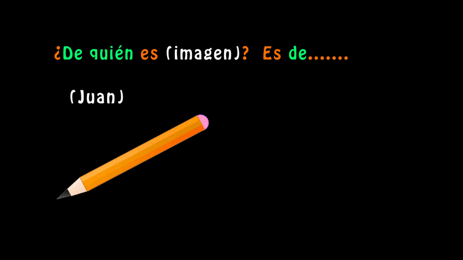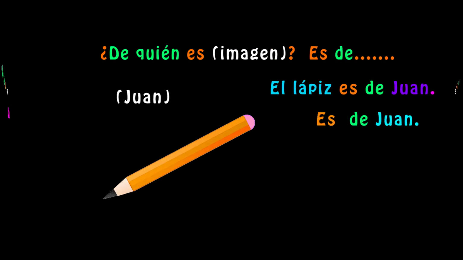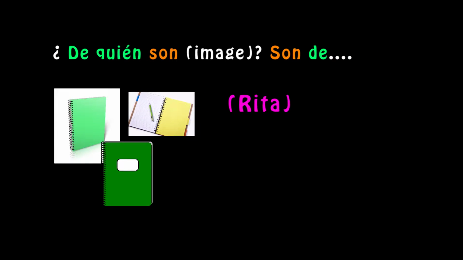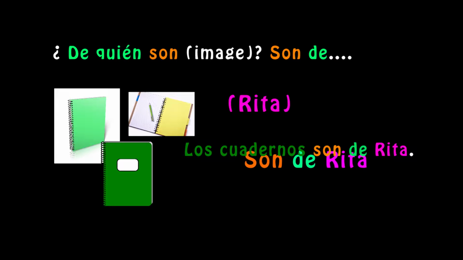¿De quién es? El lápiz es de Juan. Or es de Juan. ¿De quién son? Los cuadernos son de Rita. Or, if you want to simplify, you can say son de Rita.